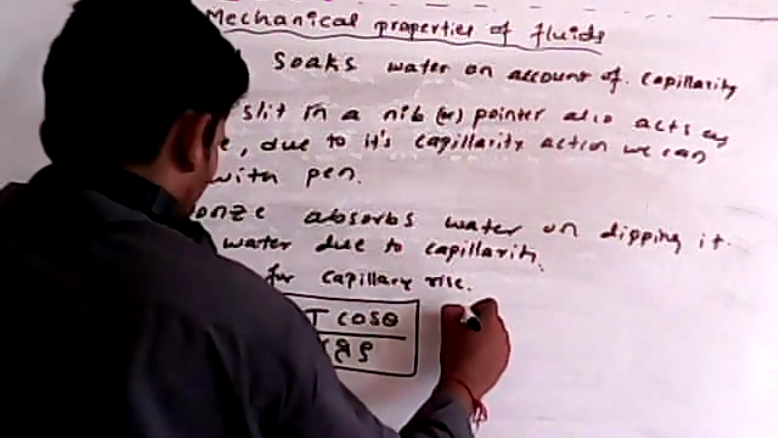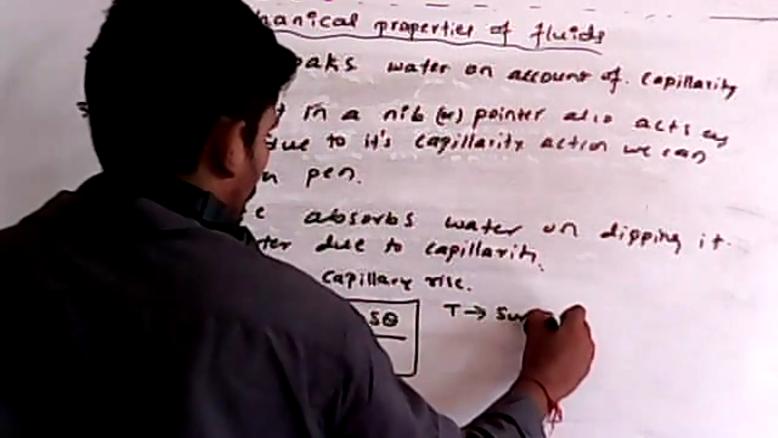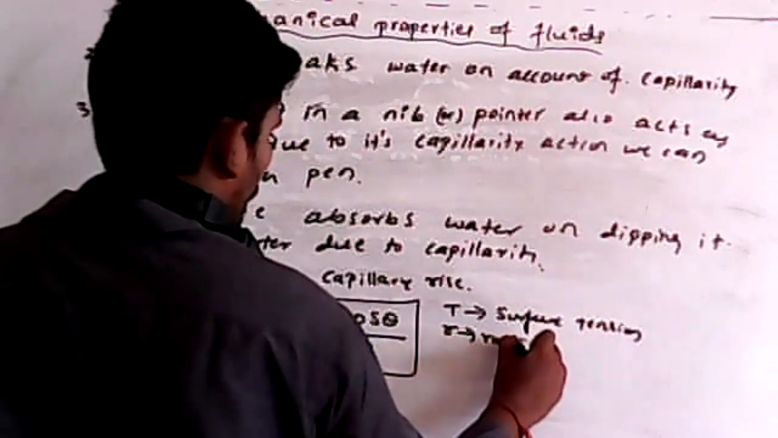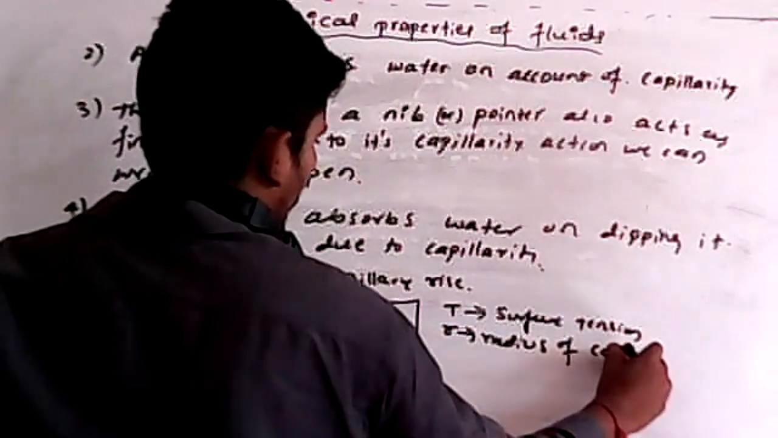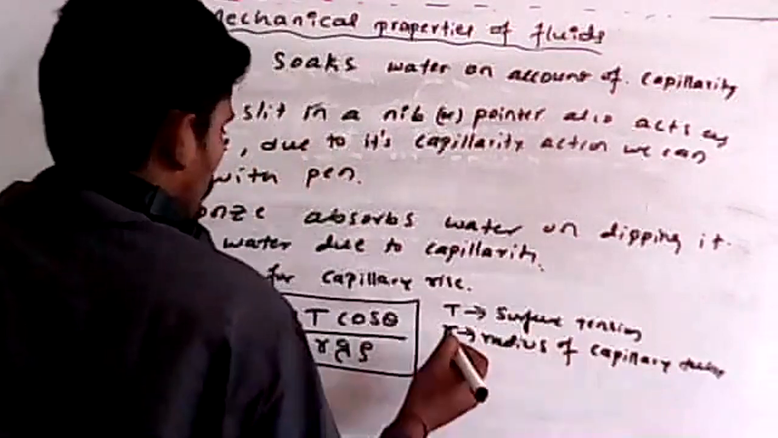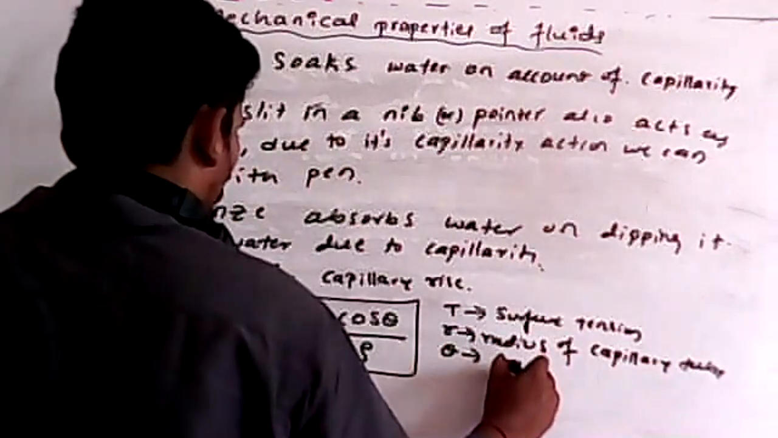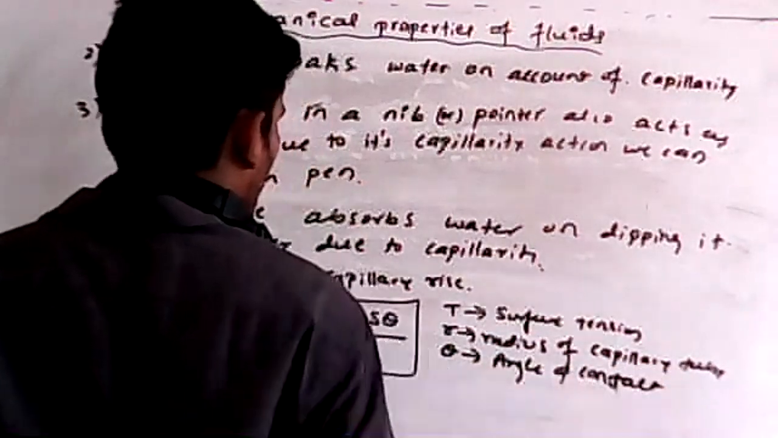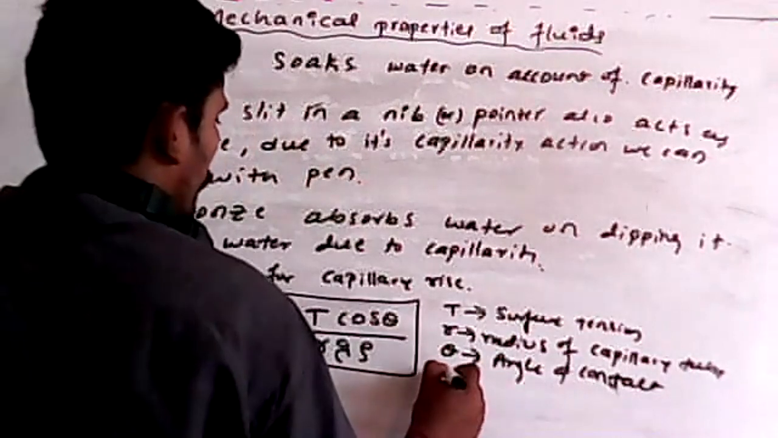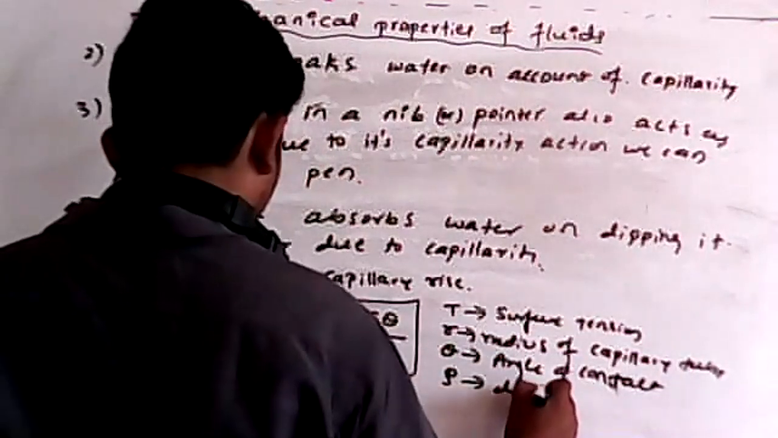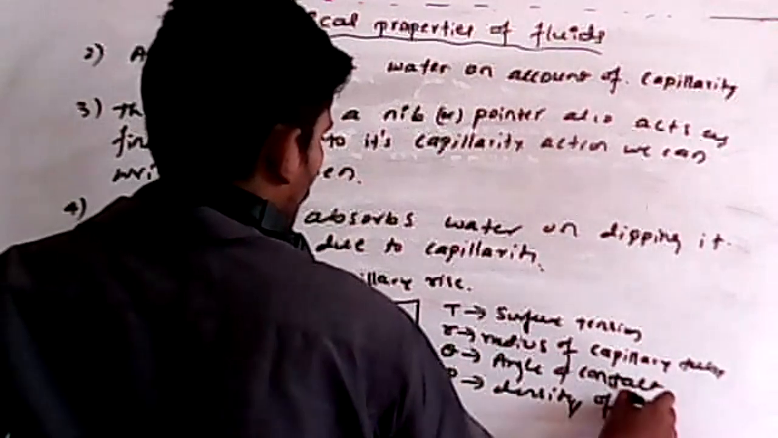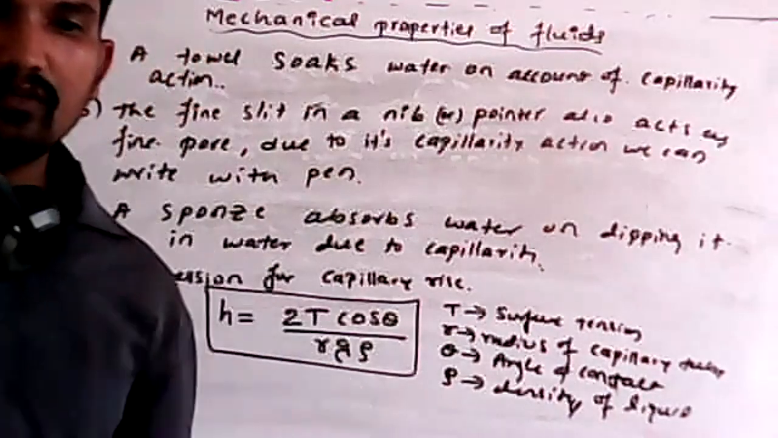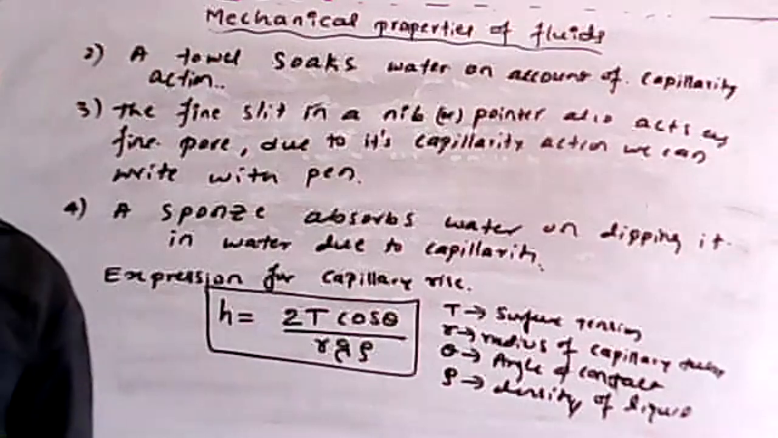Let me write here, T means what? Surface tension, we already know that. Then r means the radius of the capillary tube. Then theta is the angle of contact. Then g means acceleration due to gravity, you know that. Rho means density of liquid. Students, these are very important equations.